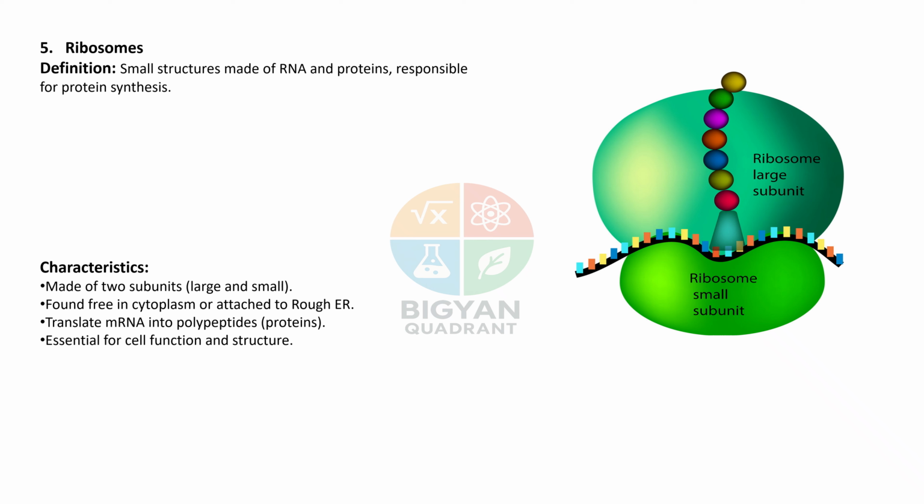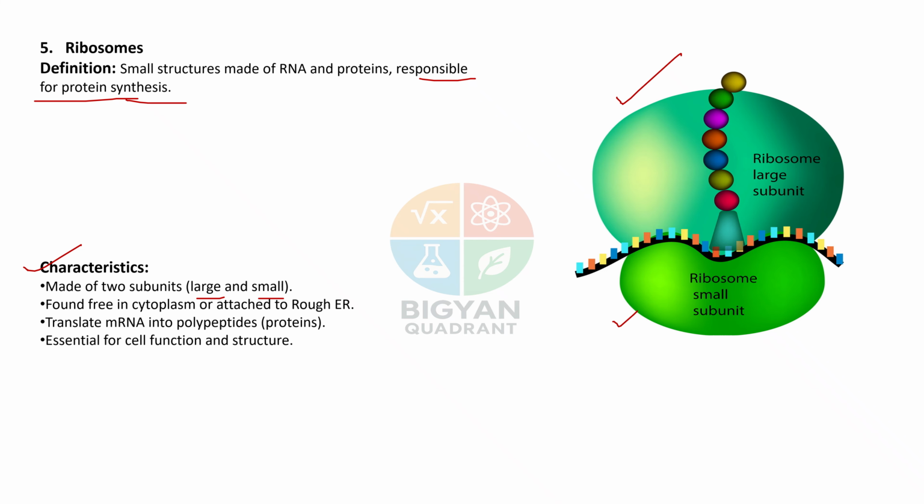Now the ribosome, a small structure made of RNA and protein, responsible for protein synthesis. Okay, what are the characteristics? It is made of two subunits, one large and another small. The upper one is the large subunit and the lower one is the small subunit. They are found in the free cytoplasm or attached to the rough endoplasmic reticulum, and are essential for the cell function and structure.